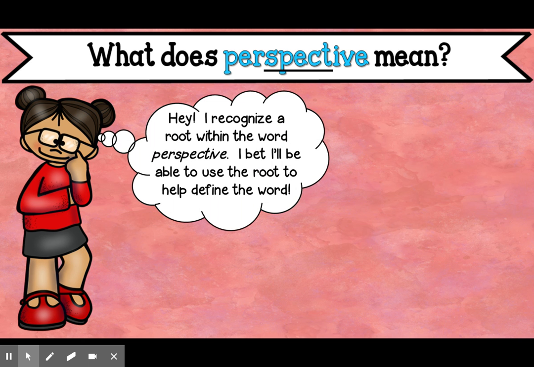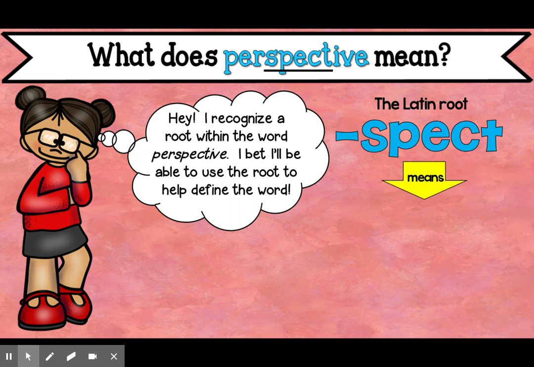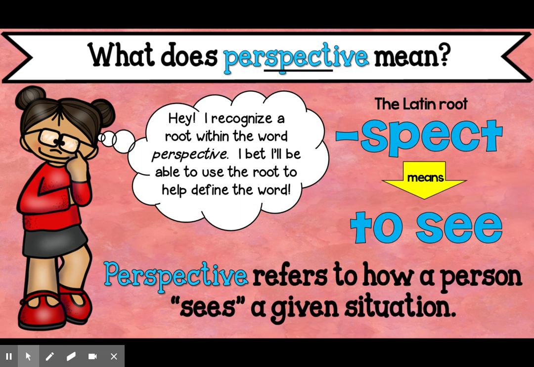Hey, I recognize the root word perspective. I recognize a root within the word perspective. I bet I'll be able to use the root to help define the word. So the root that they're talking about is spect. And with spect, it is a Latin root which means to see. So we can then figure out that perspective refers to how a person sees a given situation.